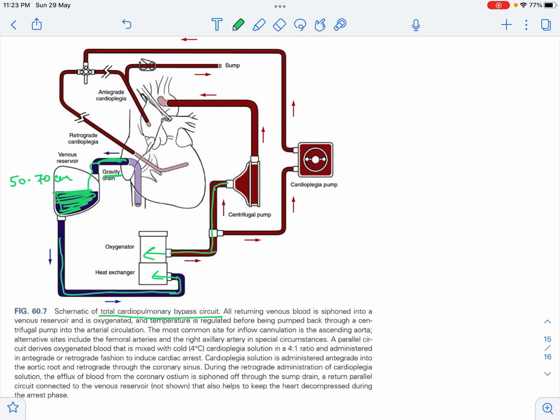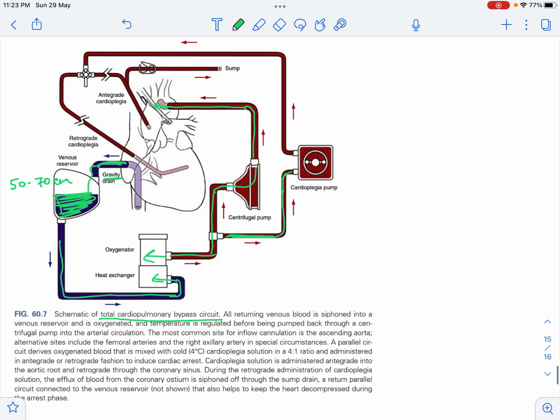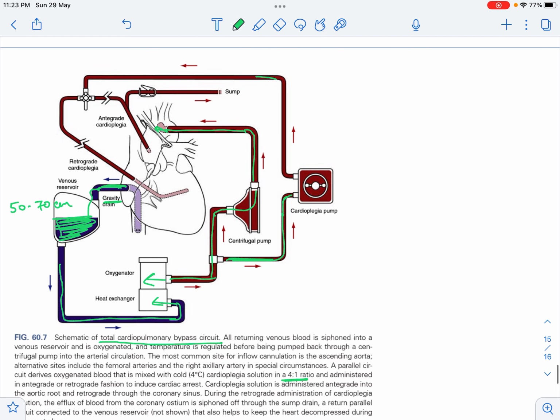It will come via a centrifugal pump, and via the centrifugal pump it enters the ascending aorta via the cannula, and it enters the systemic circulation. Now, some amount of blood, if you can see this lower loop over here, will go into the cardioplegia pump. This cardioplegia pump is where the cardioplegic solution is being mixed. This cardioplegic solution is mixed in a 4:1 ratio. Now the blood has come, and it is being mixed with the cardioplegic solution.